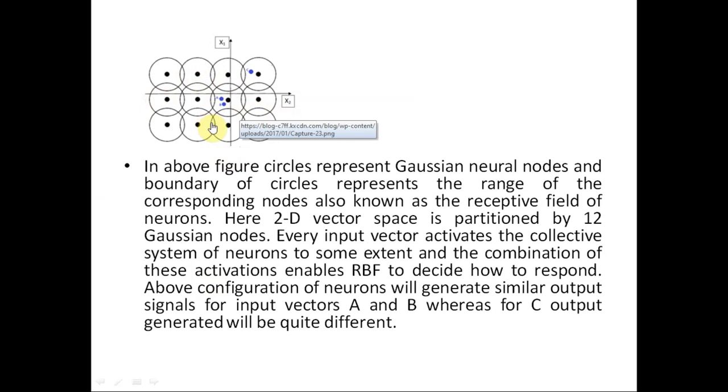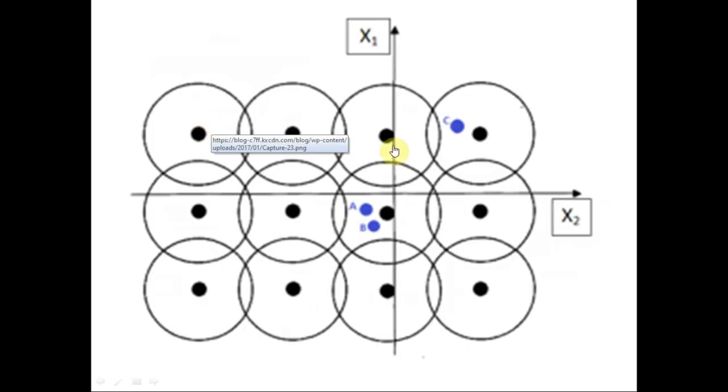The entire space is partitioned by 12 Gaussian nodes, and every input vector activates the collective neuron system of the neurons to some extent, and the combination of these activations enables the RBFNN, radial basis network, to decide how to respond. The above configuration of neurons will generate a similar output signal for input vectors A and B. Where are A and B? See here, this is the center, and A and B are closer to it. So A and B will produce similar outputs, but C is away from this one, so C will produce something different. That is what she is explaining.